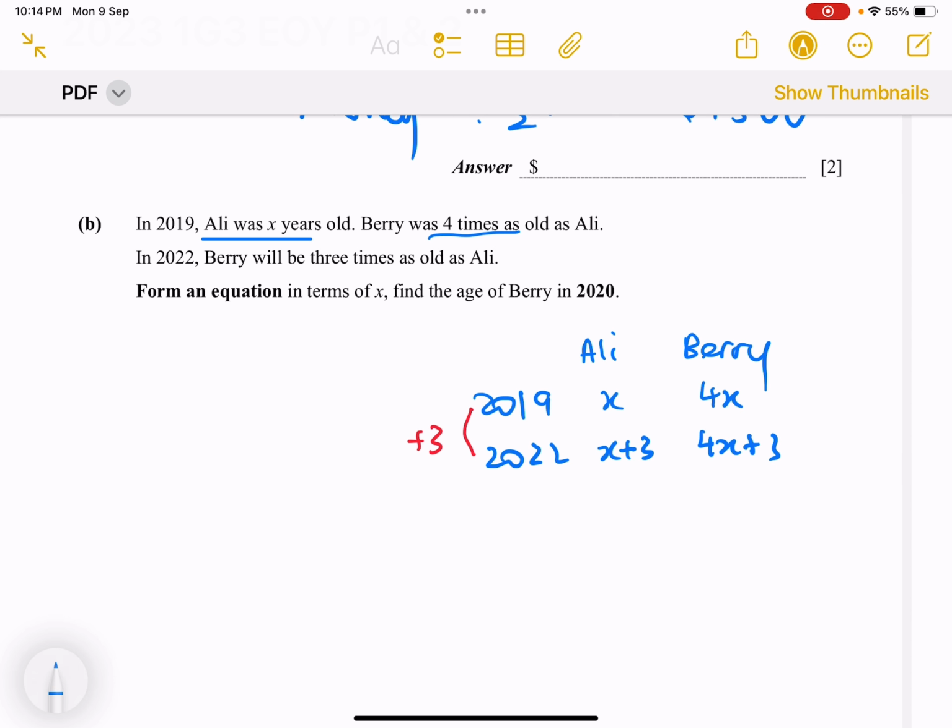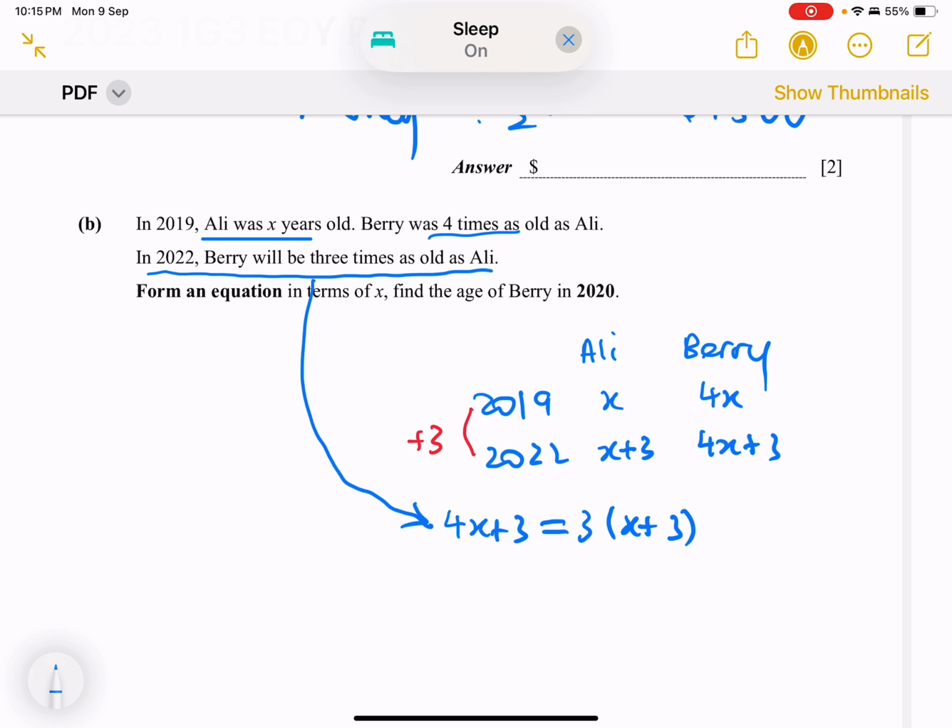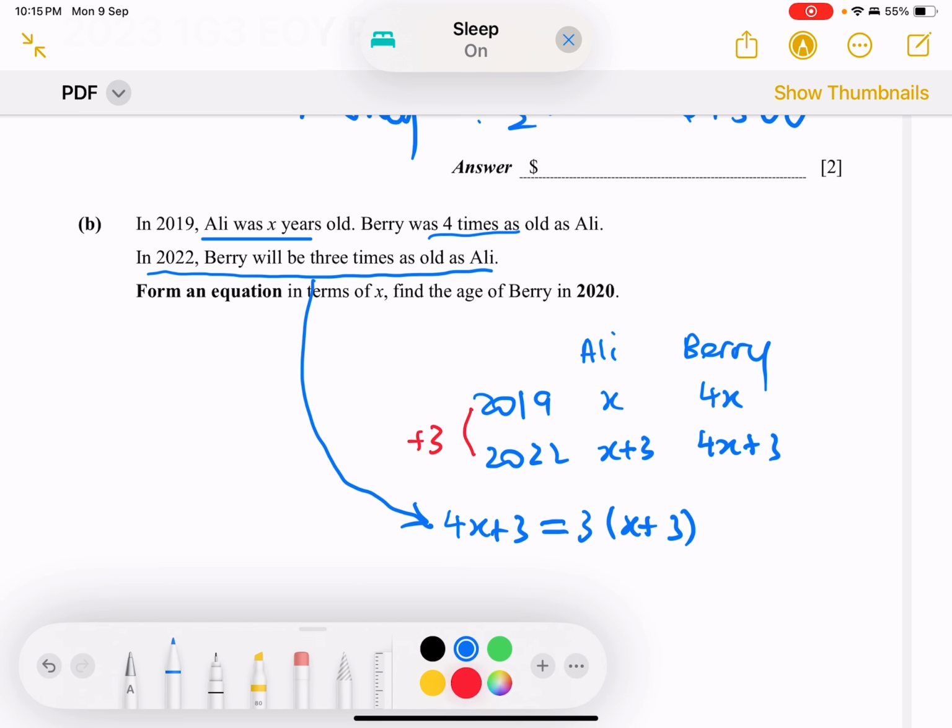So now, in 2022, when we compare their ages, Barry will be 3 times Ali's age. Now Barry is 4X plus 3, which equals, with the equal sign, 3 times Ali's age, and that is the equation. Okay, this is the equation. Barry is 3 times Ali's age in 2022.